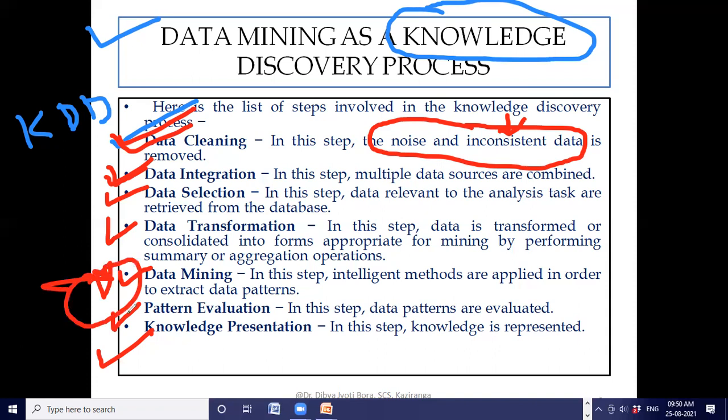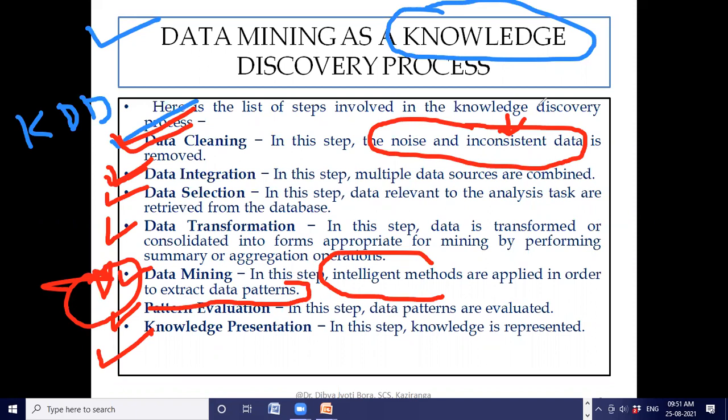Earlier I told you that data mining is the technique by which we try to find out those hidden patterns from that big amount of data. So in this step, some intelligent methods are applied so that we can extract those important data patterns, those that are hidden, okay? There are different data mining techniques. We'll go through them in detail.